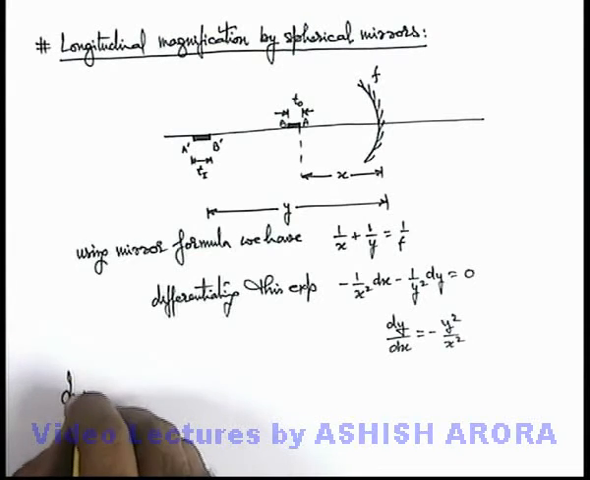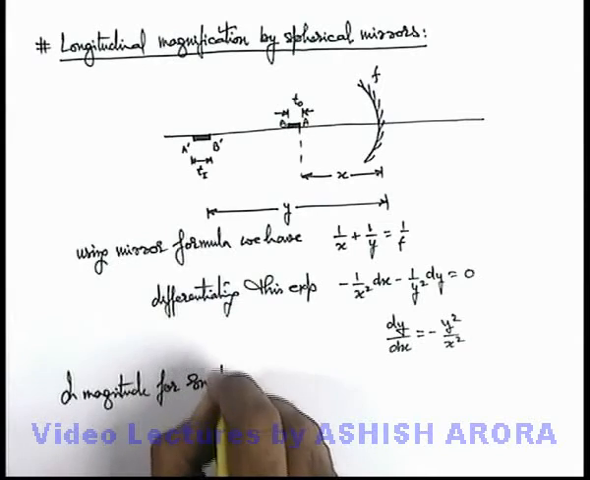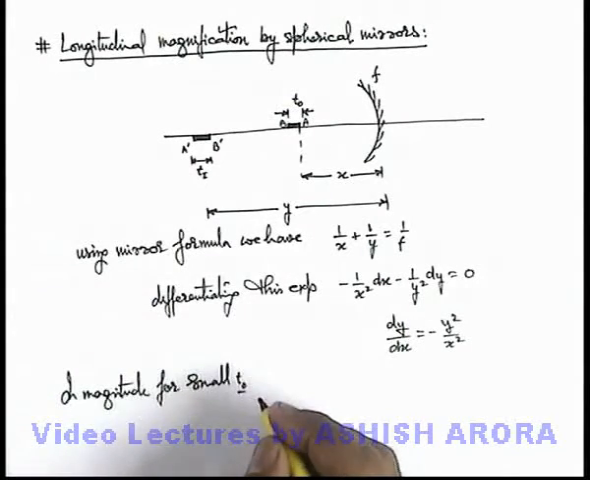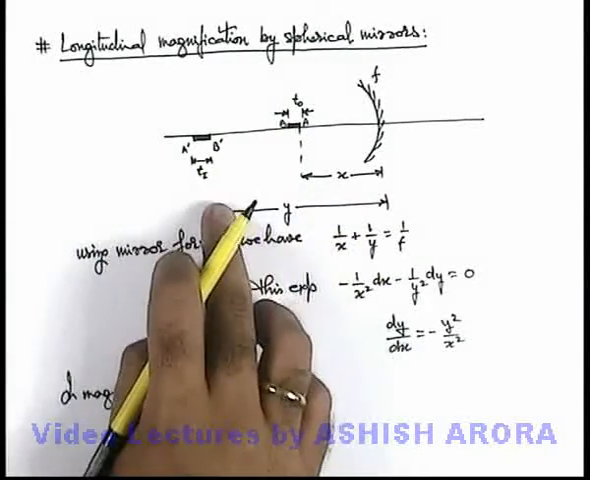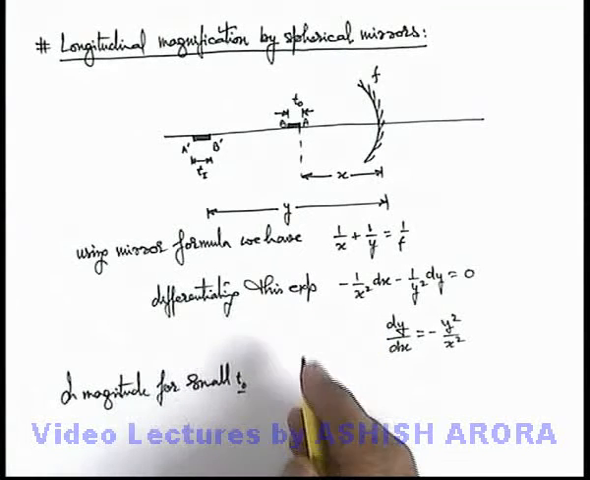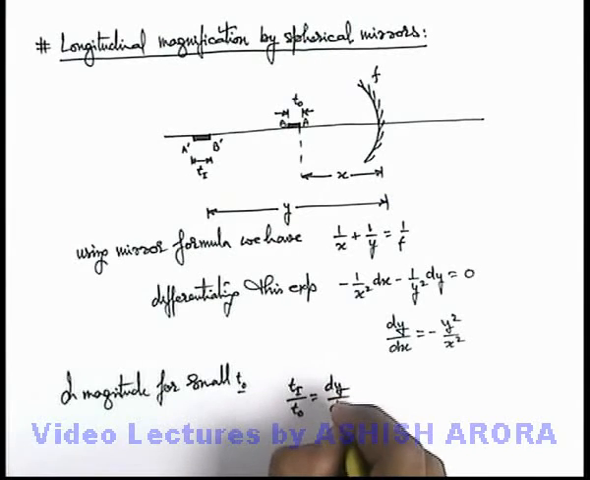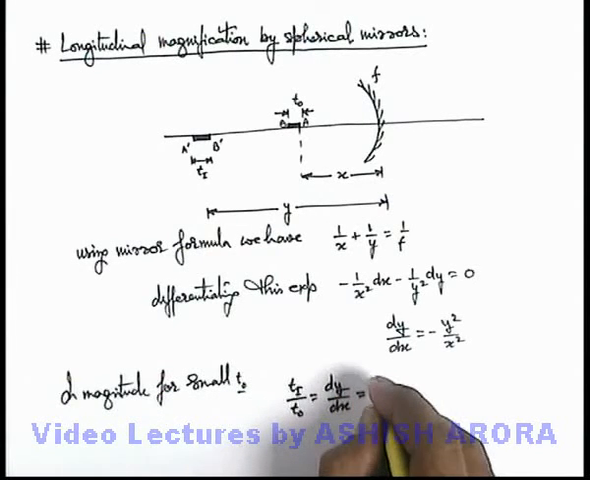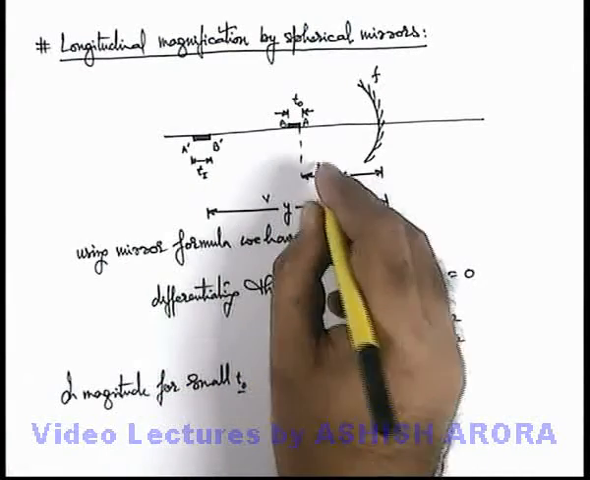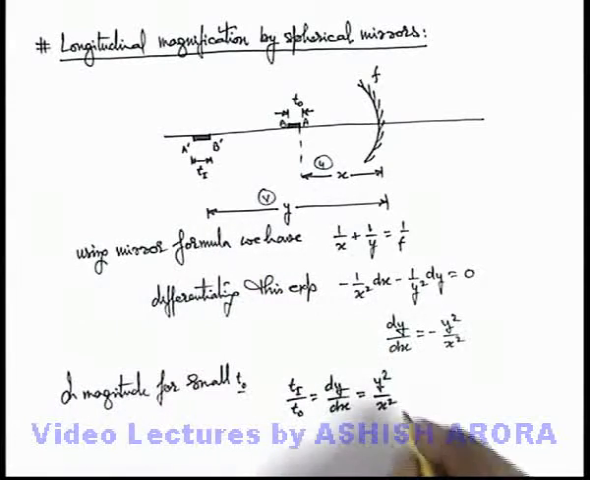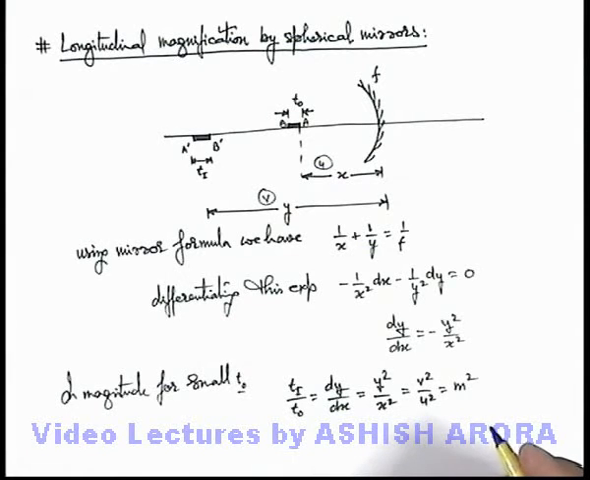So in magnitude, for small TO, which is the thickness of the object, we can write dy is the small variation in y if TO is considered a small variation in x. So here we can write Ti by TO is equal to dy by dx, and in magnitude we can write it as y square by x square. And here y and x we can replace by v and u, which are considered as image and object distance. So this will be v square by u square, and the same can be written as the square of the magnification.